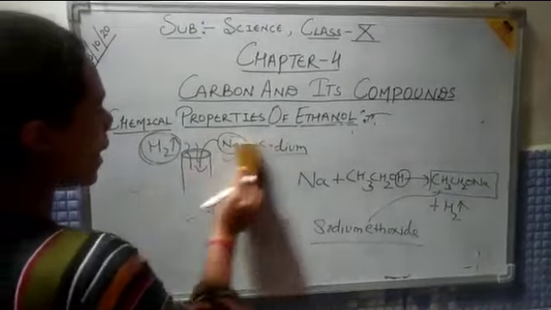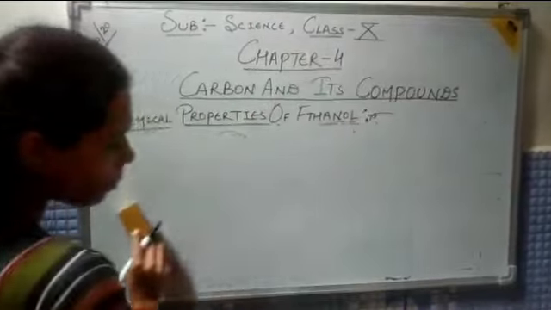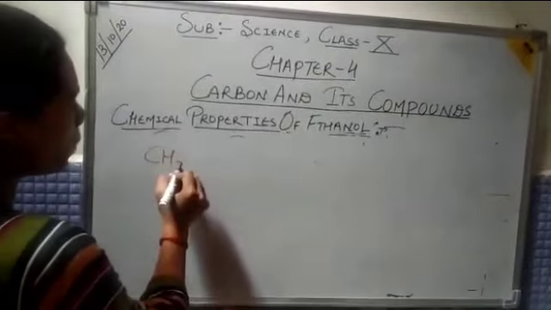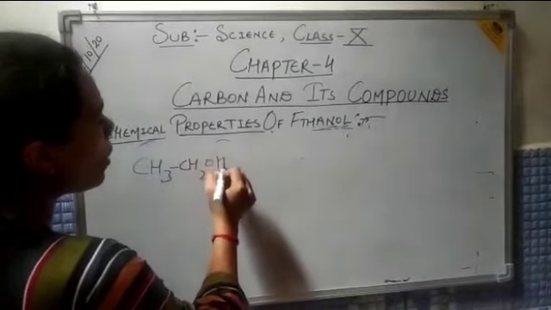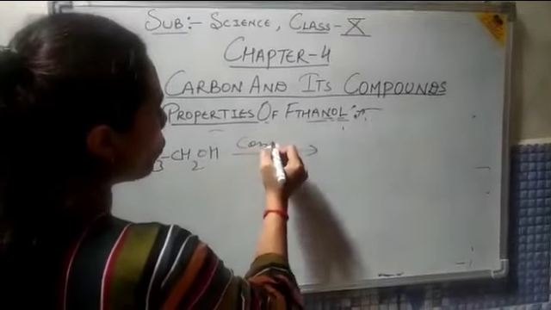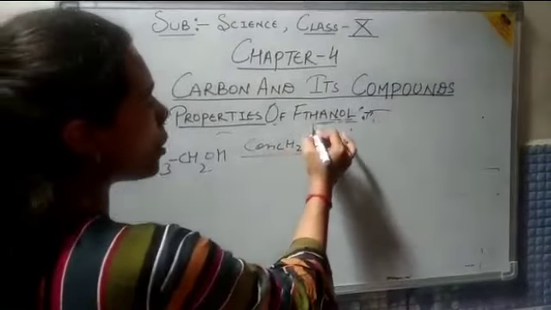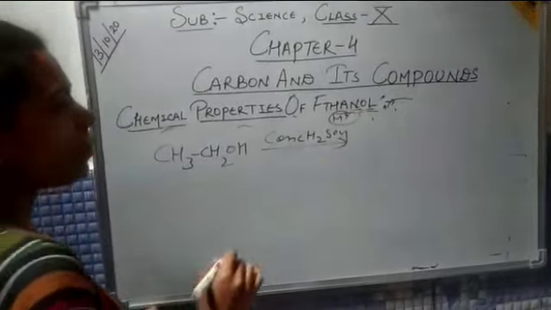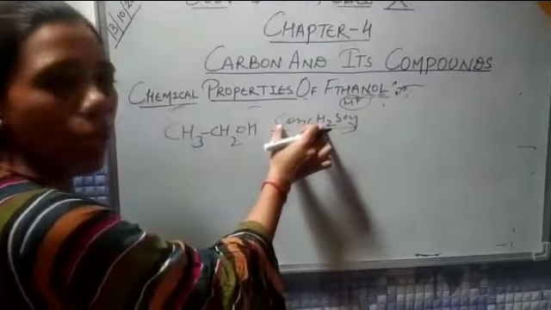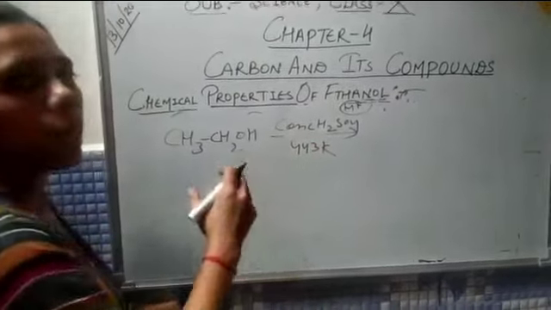Now we will come to the next property of ethanol. That is when we react our ethanol, CH3CH2OH, with concentrated H2SO4. You know concentrated H2SO4 gives hydrogen ions. When ethanol is reacted with concentrated H2SO4 at 443 Kelvin, what do we get, student? We will get an alkene.